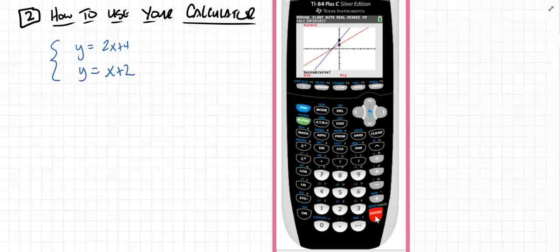Now the calculator is asking me another question and saying, hey, is the blinking butterfly on the second curve? And is it, you guys? Yes or no? Yeah, the calculator is pretty smart in that sense. So you push enter again.